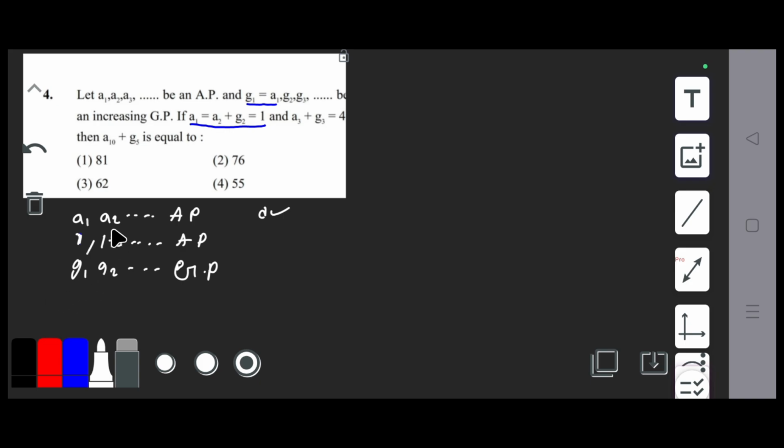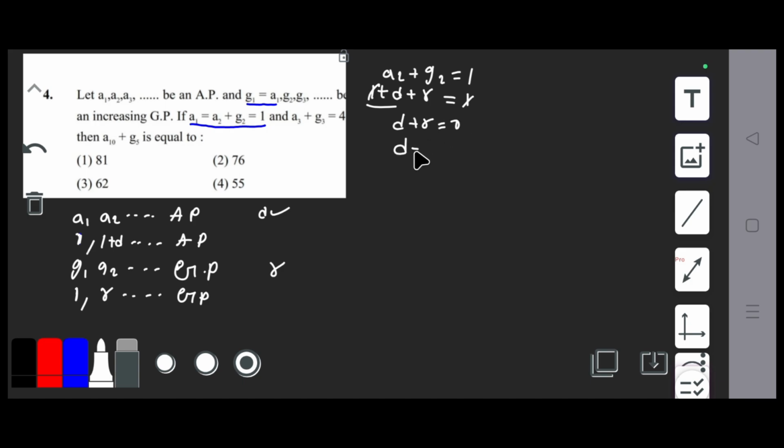Now A1 is equal to G1, so A1 is 1 means G1 is also 1. Take the common ratio as R, so G2 is R and so on. Now we need A2 plus G2 is equal to 1. That is 1 plus D plus R equal to 1, where 1 plus D is A2 and R is G2. The 1 will cancel, so D plus R is equal to 0, and D is equal to minus R.